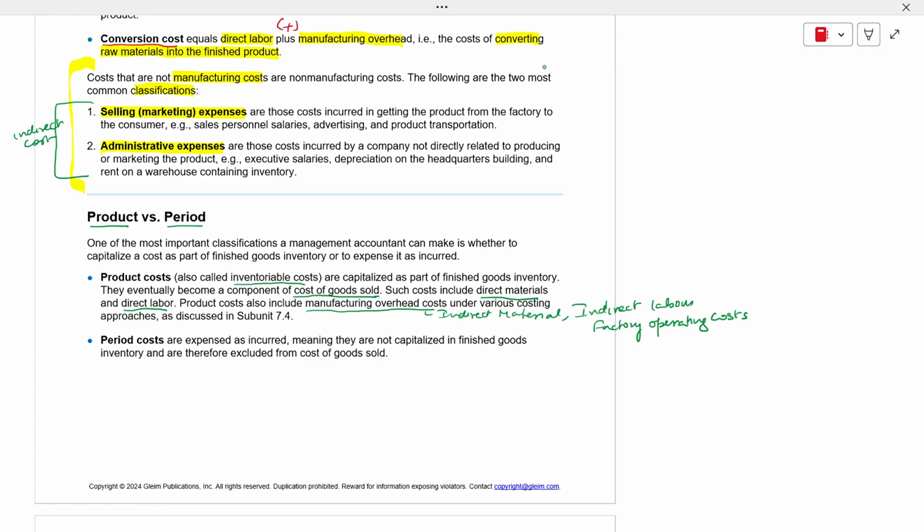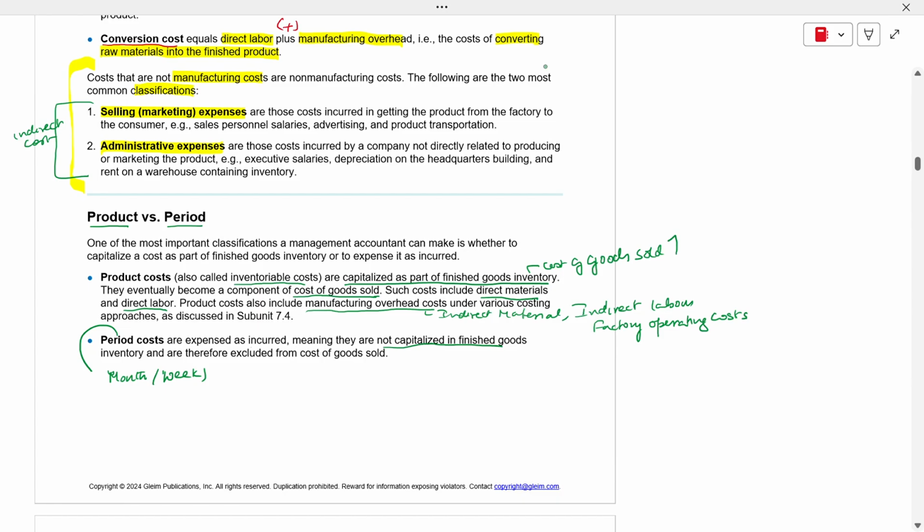Period cost. What is the period cost? Period cost is nothing but what we are paying for a month, or for a week. They are expensed as incurred, meaning that they do not get capitalized. When you are capitalizing, what will happen? Finished goods and the cost of goods sold will increase.